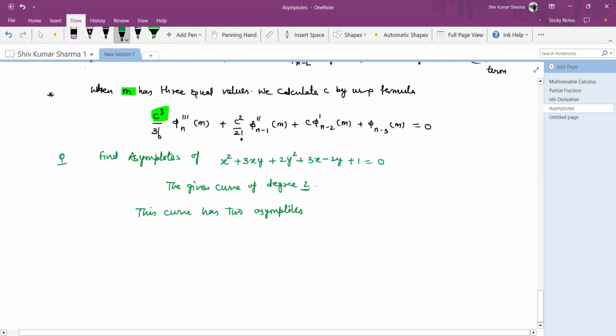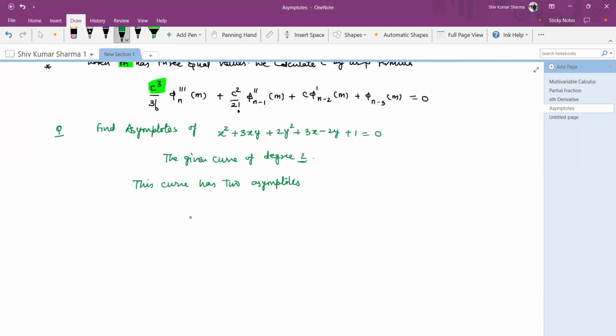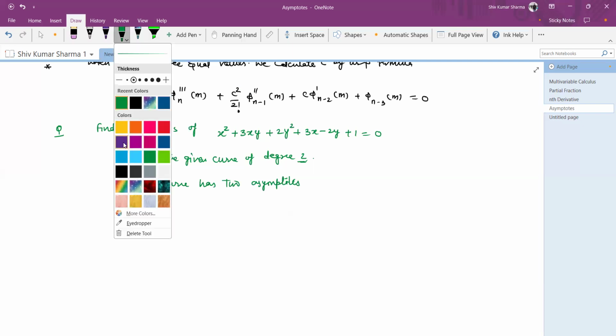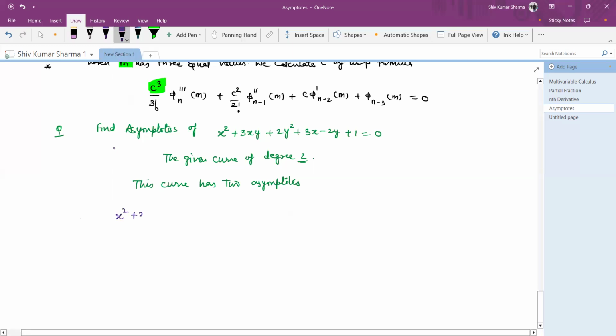This curve has two asymptotes. So how to calculate the asymptote of the curve? First we write down the given equation: x square plus 3xy plus 2y square plus 3x minus 2y plus 1 is equal to 0. This is our equation number 1.